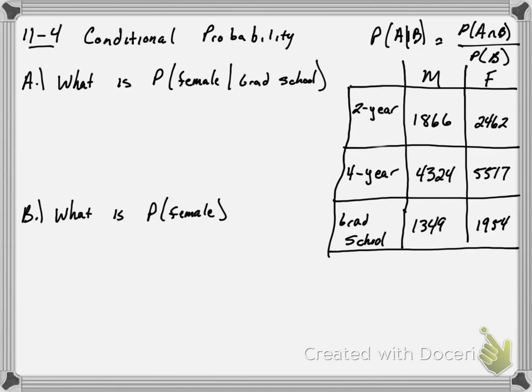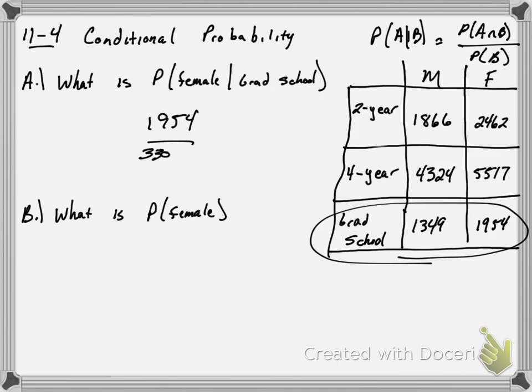Now, it's kind of easy when you're looking at a chart to do this. Well, how many females given grad school? So all we care about is this column. So there's 1,954 females. Out of how many total went to grad school? If we look at that, that's 3,303 went to grad school. So that's about 0.59 or 59%.